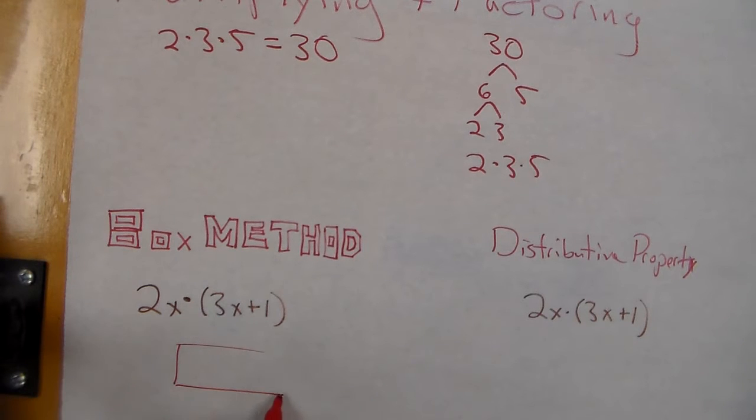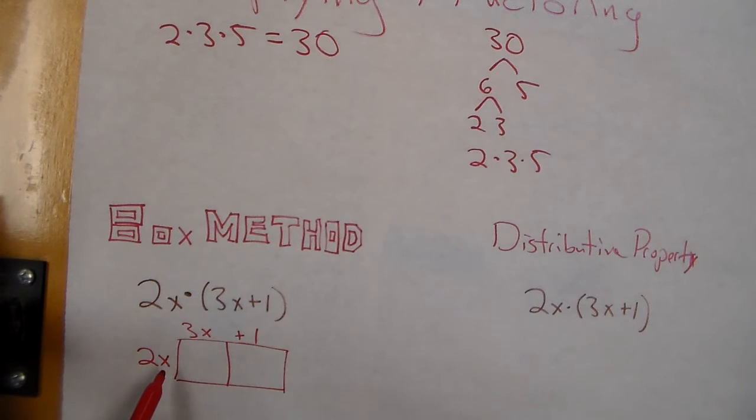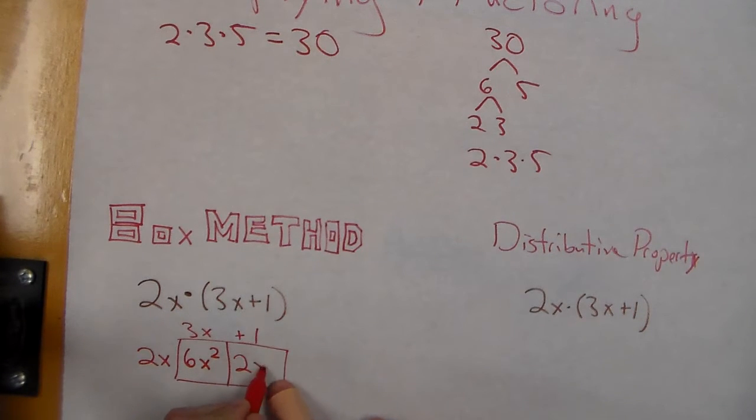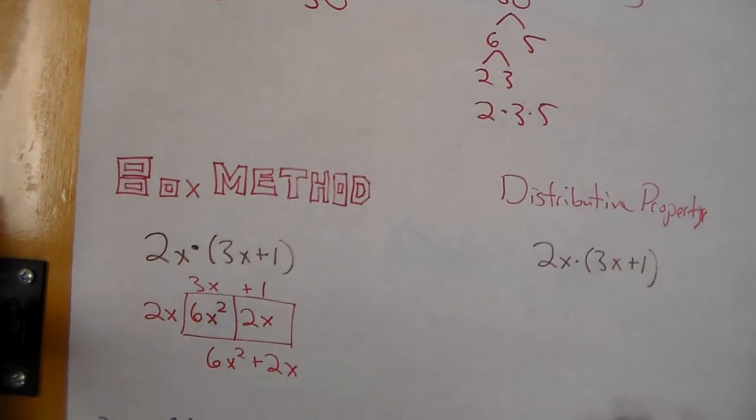The box method means I'm going to make a box where each of my terms, so 3x plus 1, gets their own little part on the top row, and 2x is on the column. Then I multiply whatever is next to it and above it in each box. So it's going to be 2x times 3x is 6x squared, and then 2x times 1 is 2x. So this together gives me 6x squared plus 2x.